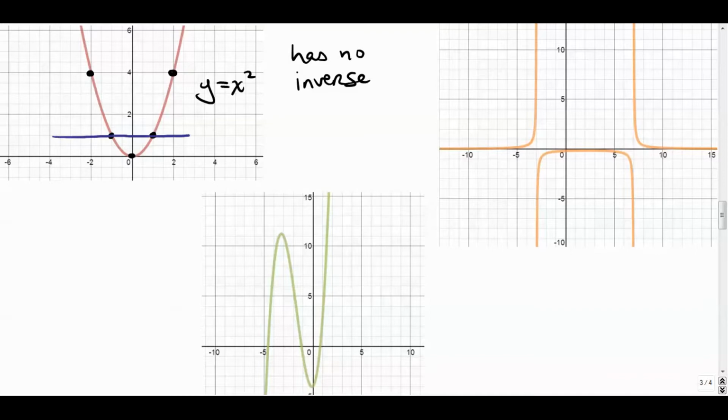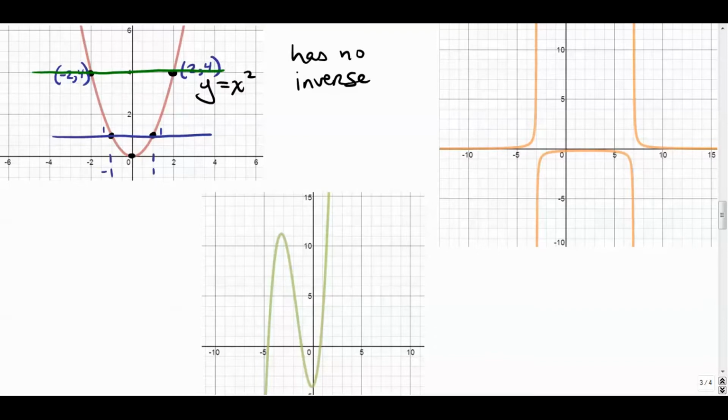And what that means is, do I see any y values that are repeating? I know this is x is 1 and x is negative 1, and they both output the same y value, which is positive 1. Up here, the y value is 4, so this would be negative 2, 4, and this would be positive 2, 4. So this does not pass what we call the horizontal line test.